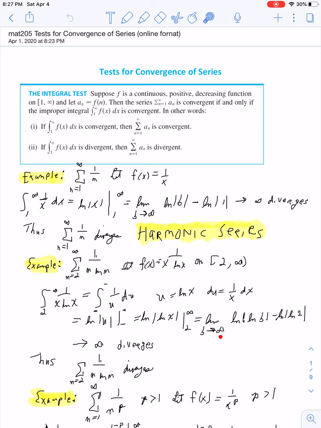Because as b tends to infinity, ln b goes to infinity, and ln of something that goes to infinity also goes to infinity. What do I conclude? That improper integral diverges. What does the integral test tell me? That if this diverges, then that series diverges. So I conclude that this series diverges. In other words, I don't get a number out of that either.